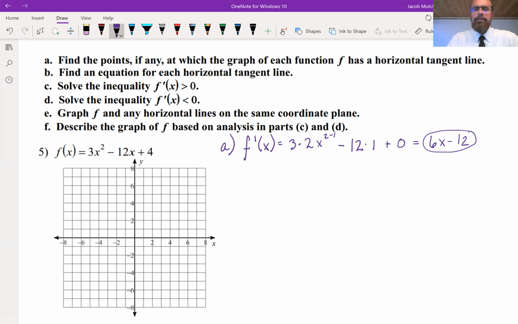Now, what we need to interpret in the question is what are the points at which the graph of the function has a horizontal tangent line? So to find the slope of a horizontal tangent line, we just need to think, what's the slope of that flat line? Well, it's 0.